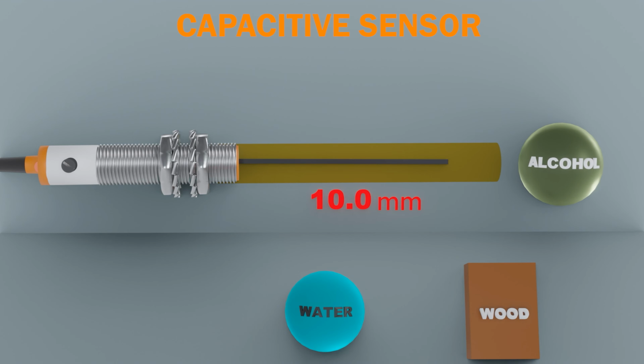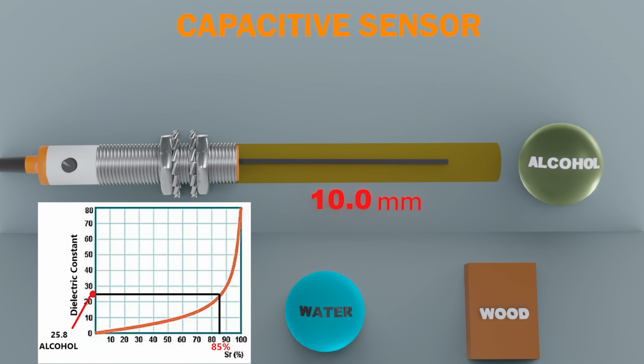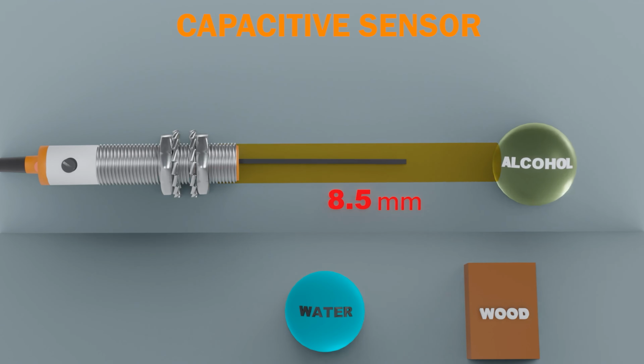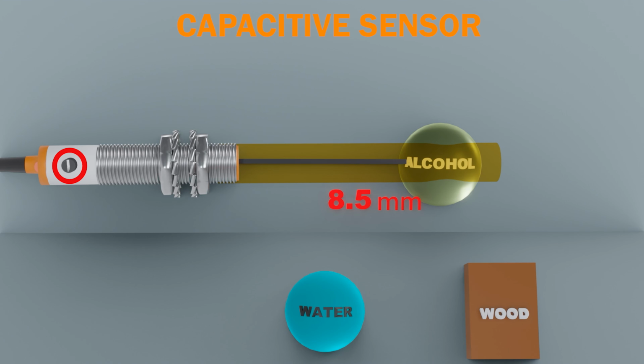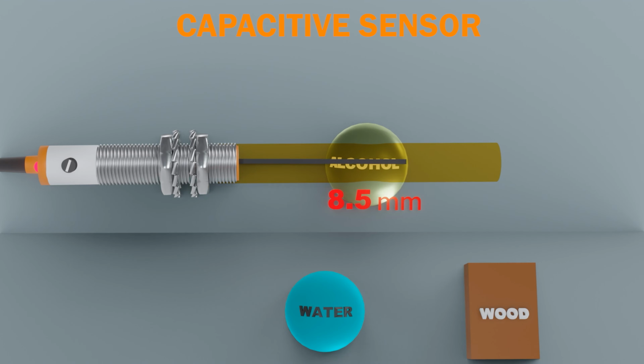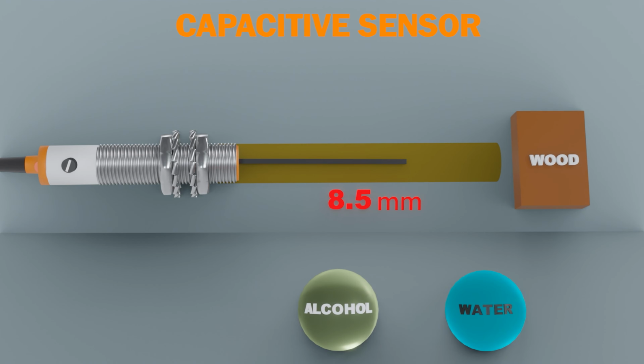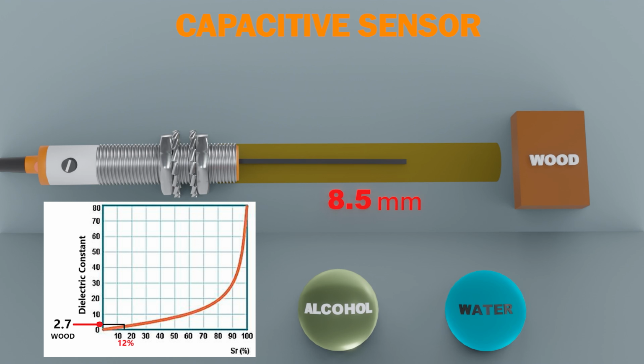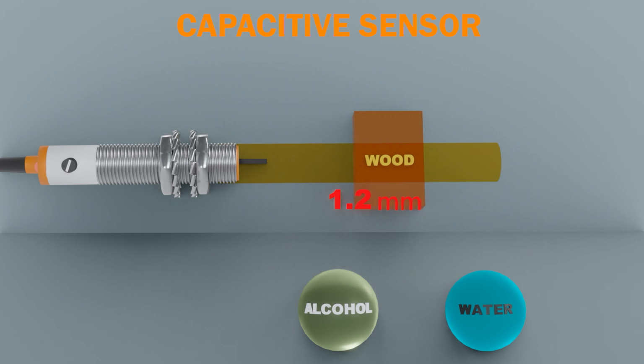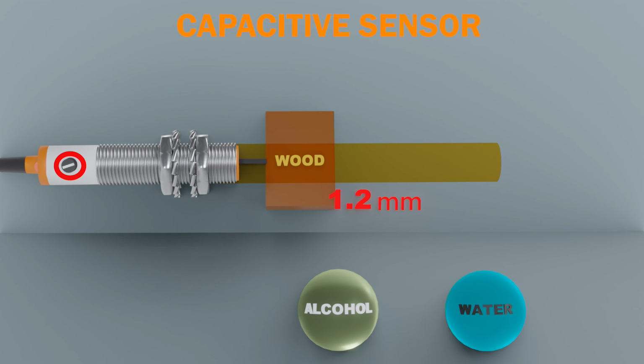Now the alcohol that has a dielectric constant of 25.8. According to the graph, it is equivalent to 85%, that is, when multiplying it by 10 mm, it will give us a sensing distance of 8.5 mm for alcohol. We calibrate the sensitivity and that's it. Next is the wood. With a dielectric constant of 2.7, which is equivalent to 12%, multiplying it gives us 1.2 mm of sensing distance for the wood. We calibrate the sensitivity and that's it.